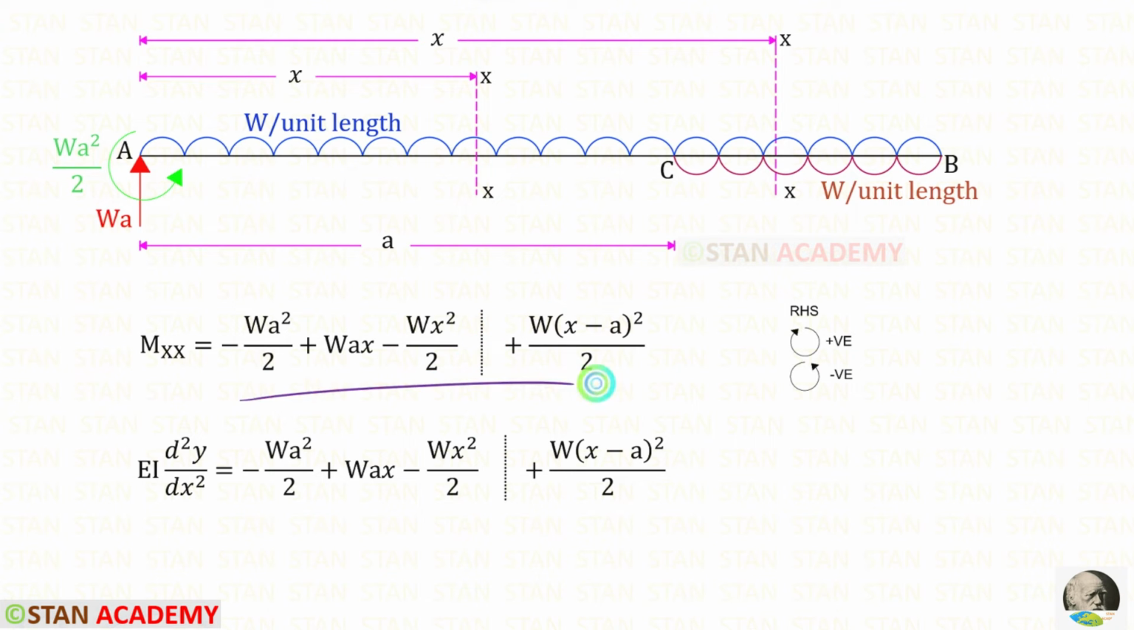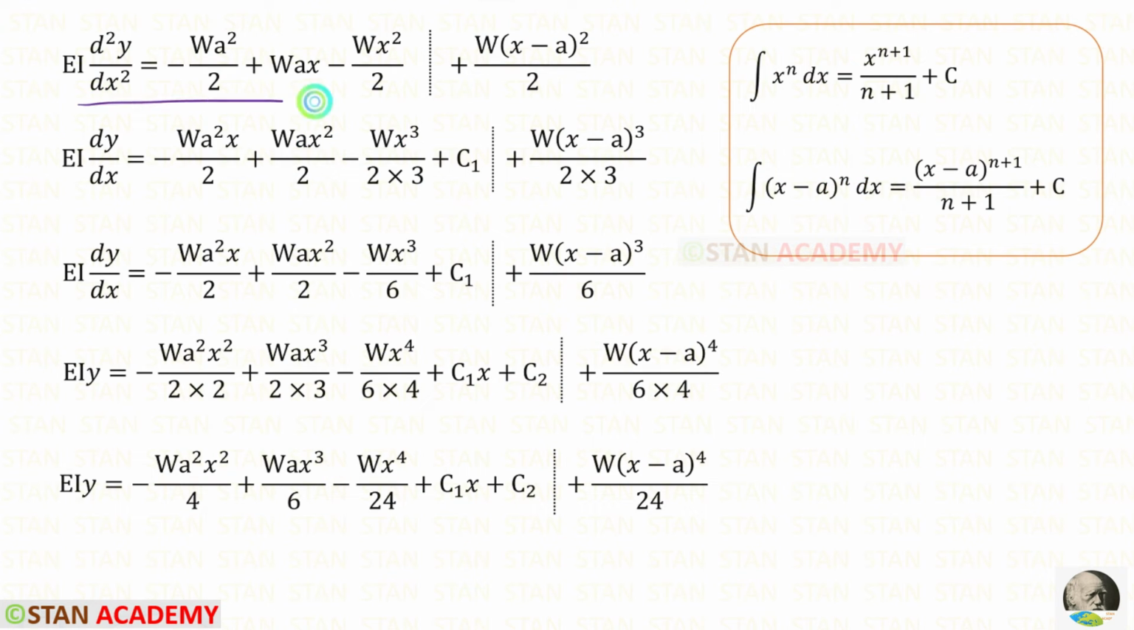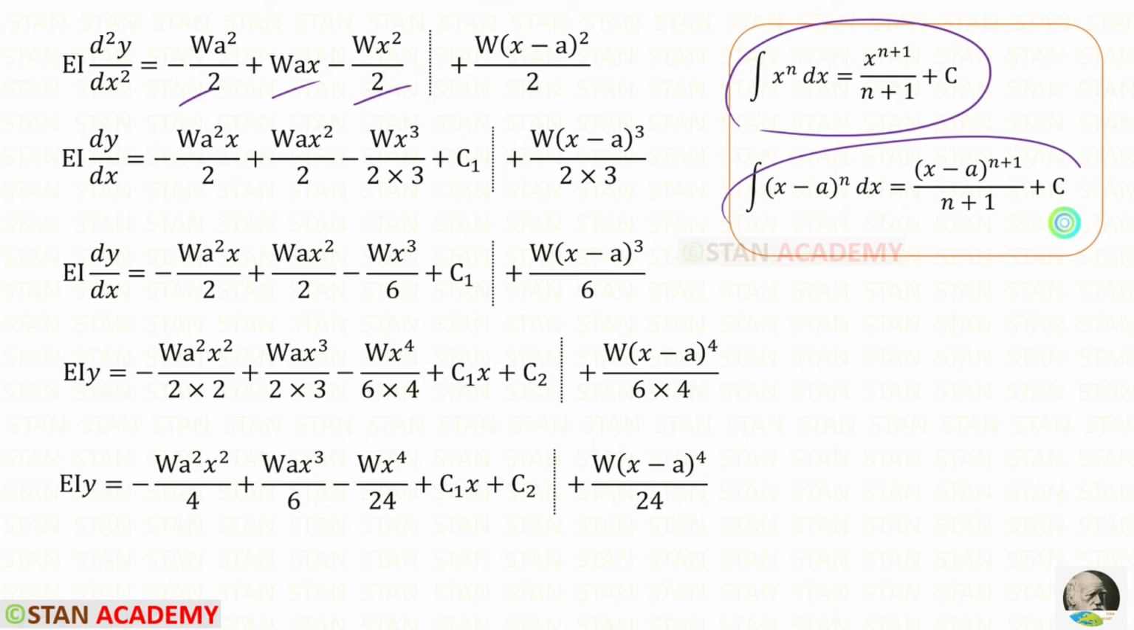We can equate the moment to EI d square y upon dx square. We have to integrate on both of the sides. When we integrate d square y upon dx square, it will be dy upon dx. Using this formula, we can integrate these three terms, and using this formula, we can integrate these.